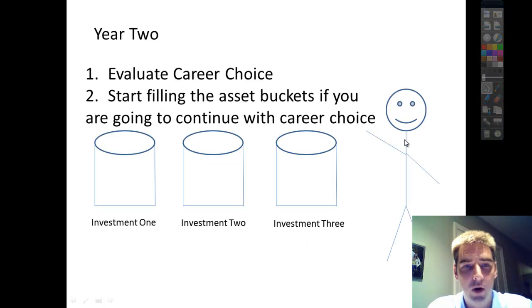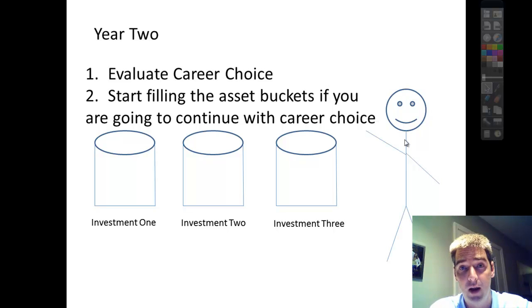Okay, so year 2, evaluate your career choice. Really think about it. Are you in the right career? Are you happy with what you're doing? Are you ready to move forward in that career? A lot of times you get that degree, you get into a job. Don't get stuck in a career that you don't like. You're young, you have no responsibility. Really take that first year to explore that career, make sure that it's solid.